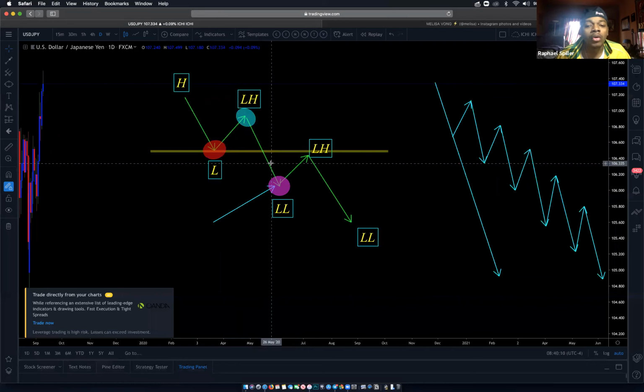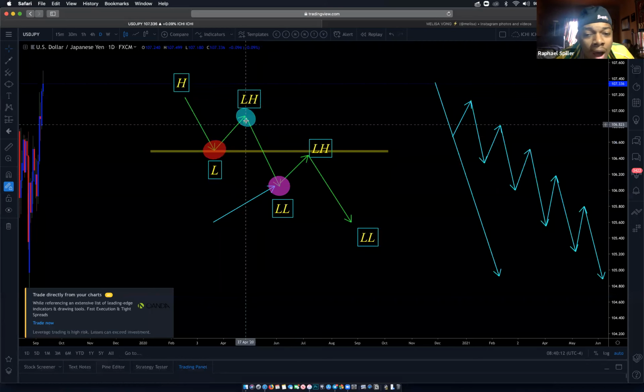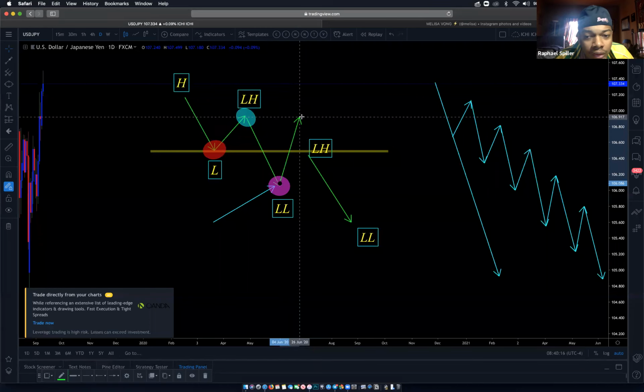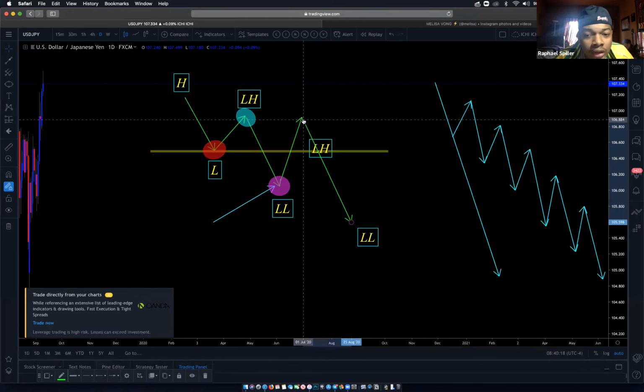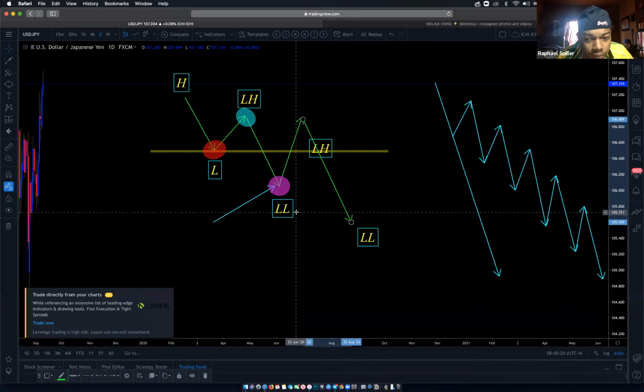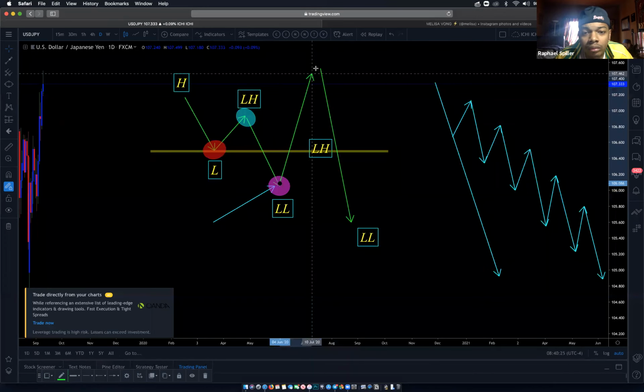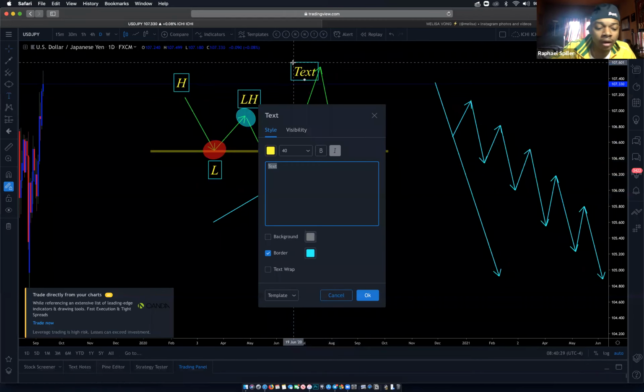Right? So it's the same thing for highs. If the high cannot be broken, right, then it's called a double top. But if the high is broken, then now it's a higher high.